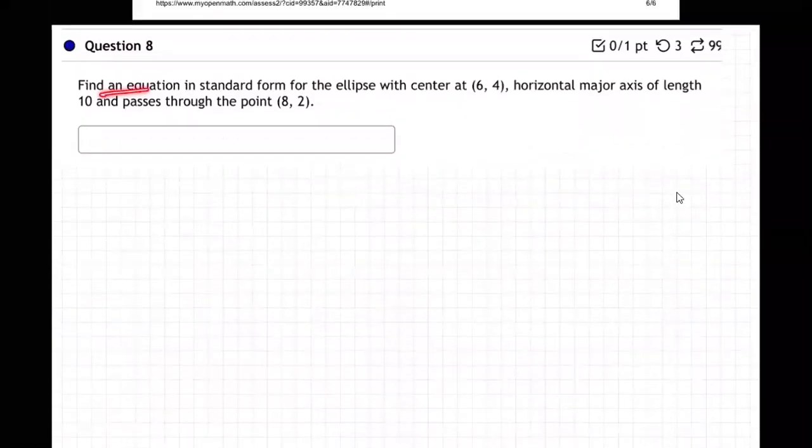Find an equation in standard form for the ellipse with center (6, 4), horizontal major axis of length 10, passes through the point (8, 2). So I'm going to start by drawing a picture. It's not absolutely required, but I think it'll sure be helpful. So here we go.